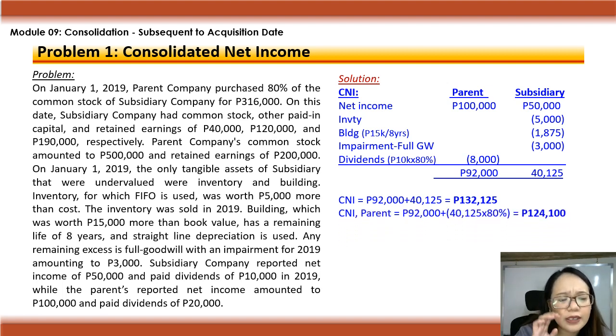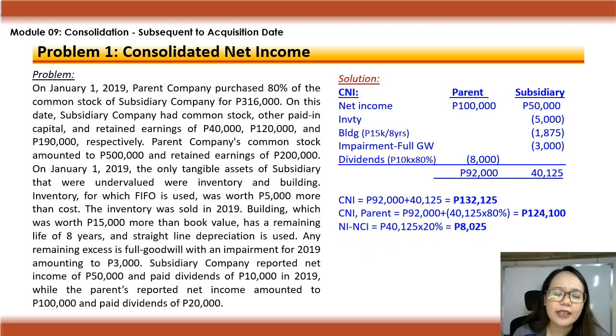Then, your consolidated net income attributable to parent is, yung sa column ni parent, lahat yan pang kay parent. So, kunin mo yung 92,000. Pero sa column ni subsidiary, ang kay parent lang dyan, 80%. So, yung subsidiary, times mo siya sa 80%. Tapos, i-add mo yung buong 100% kay parent. Your consolidated net income attributable to parent is 124,100.